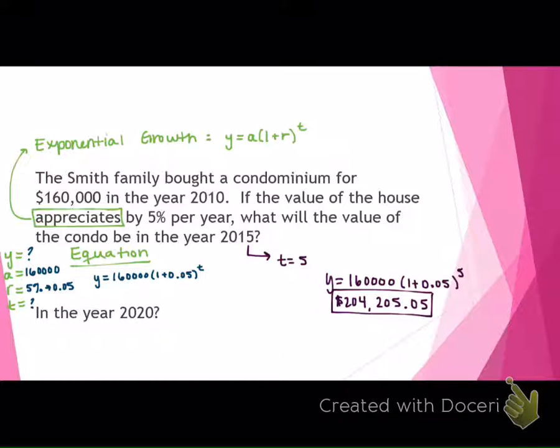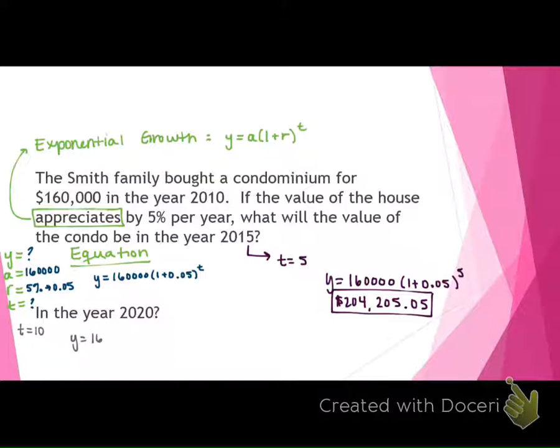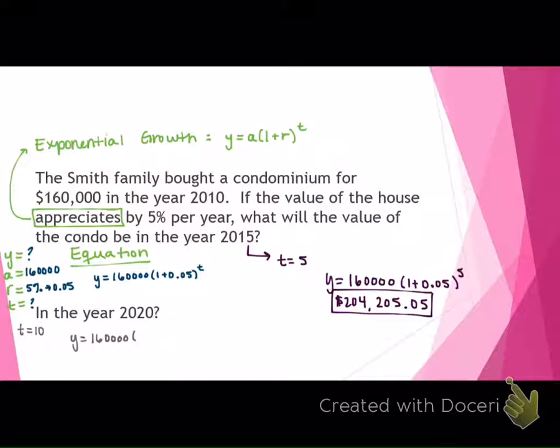Questions on that one? Okay, then what is our T value? What is our T value if it's asking for the year 2020? What is it, Alex? 10. And why is it 10? Because it's 10 years from 2010. 10 years from 2010. Very good. Okay, so go ahead and get that in your calculators and see what answer you get out.